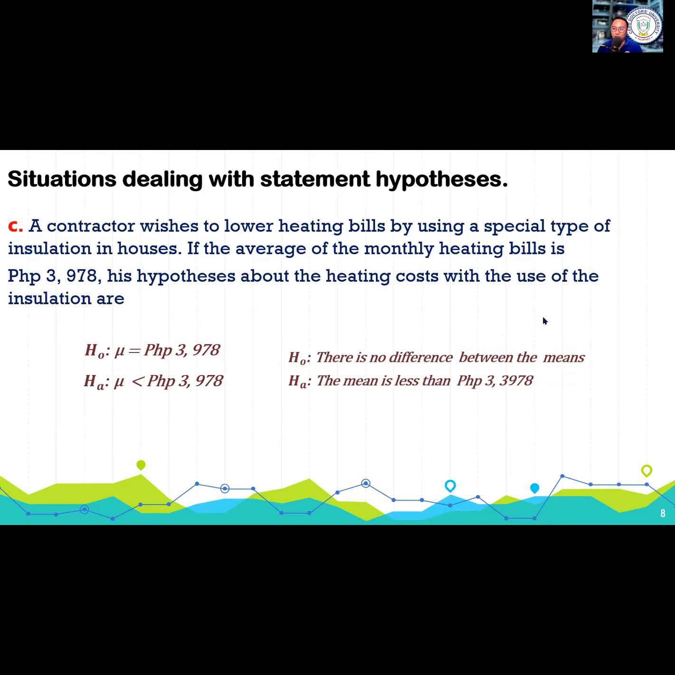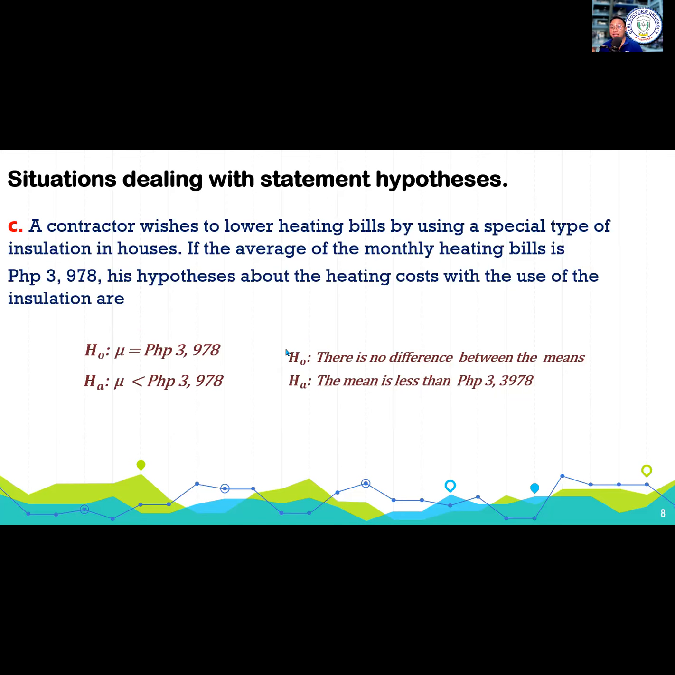You can also do this. Guys, there's a typo error with the numbers here. That should be 3,978, okay? So you can say the null hypothesis as there is no difference between the means. You can also say the alternative hypothesis as the mean is less than 3,978. It's a typo. Any question so far about stating the hypothesis?